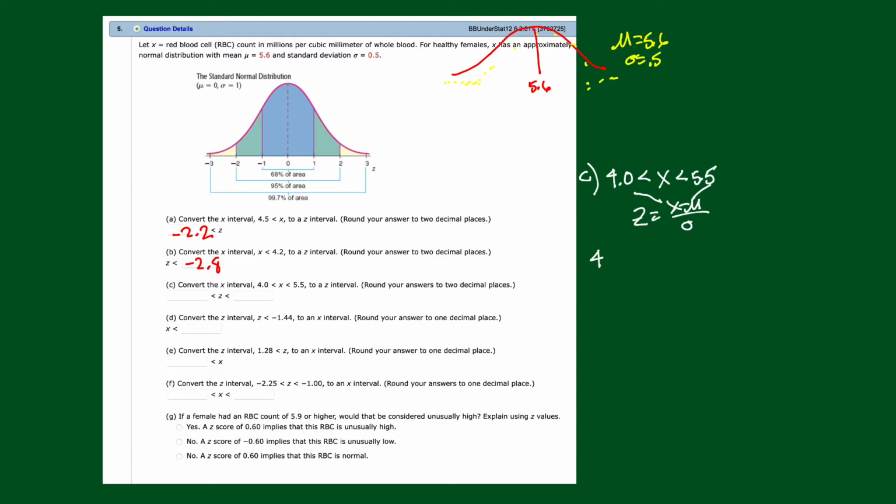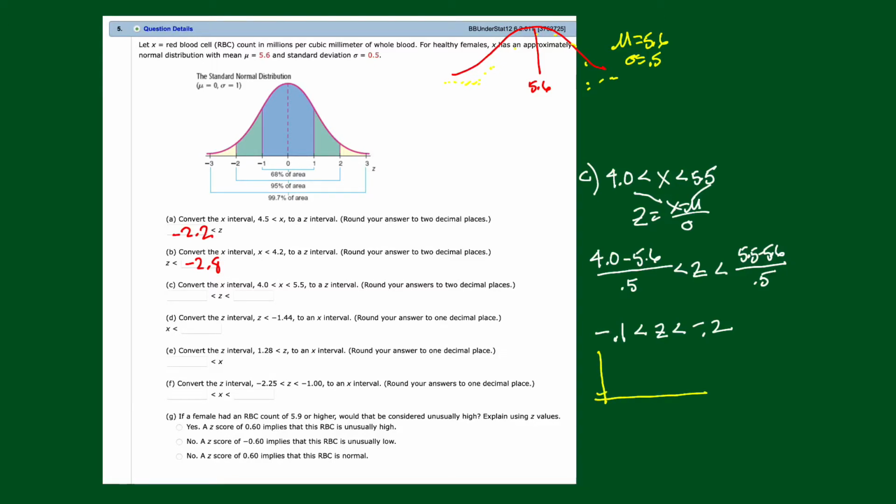So we will get 4.0 minus 5.6, the mean here, all over the standard deviation, 0.5. That is less than z, because we're converting x to z's, less than, now put in the 5.5 minus 5.6 all over 0.5. My calculator shows we are going from negative 0.1 that is less than z, which is less than negative 0.2.